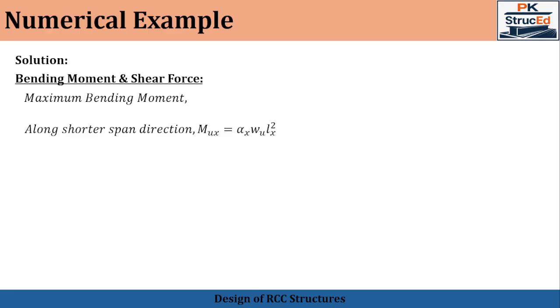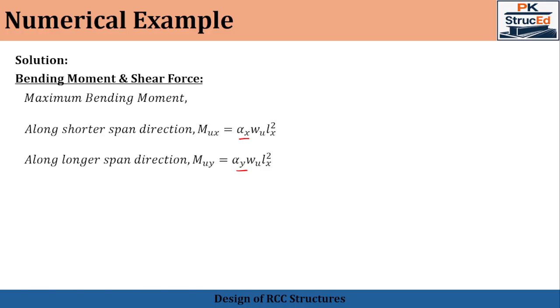So, the maximum bending moment along the shorter span direction as well as the longer span direction will be calculated using the relation Mux = alpha x into Wu into Lx square, and Muy = alpha y into Wu into Lx square, in which the design coefficients, that is alpha x and alpha y, purely depend on aspect ratio, the support condition as well as the corner restraint condition.